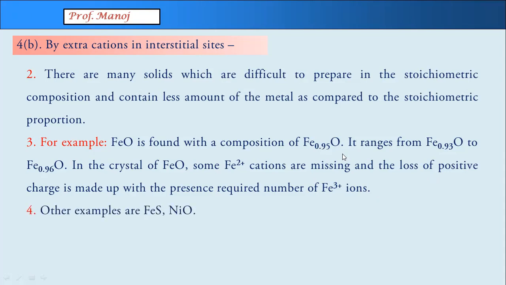Other compounds which show this are mostly transition elements. Ferrous sulfide and nickel oxide are other examples which can show such fractional formulae. Another one which is not mentioned here, it is in the 11th standard hydrogen chapter, is that you can get hydrides with this non-stoichiometry formulae also.